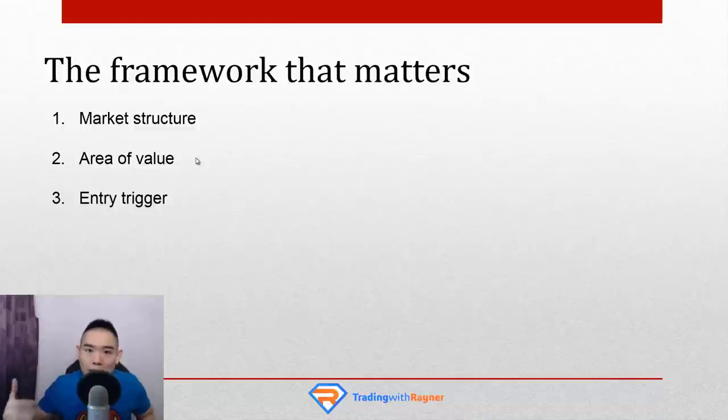The third thing, entry trigger. This answers the question, when exactly do you buy or sell? What is the thing that would trigger you to get into a trade? And finally, once you're in a trade, you must also plan your exits. What if the market moves in your favor? Where will you take profits? What if the market moves against you? Where will you cut your loss?